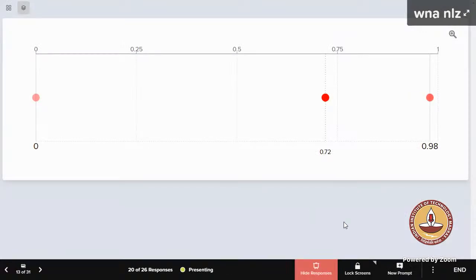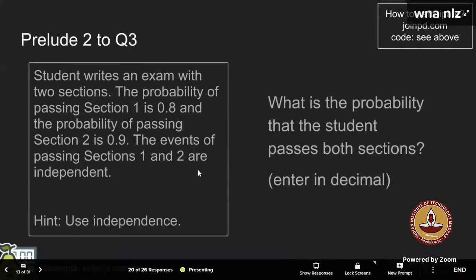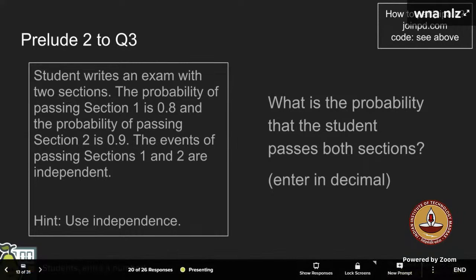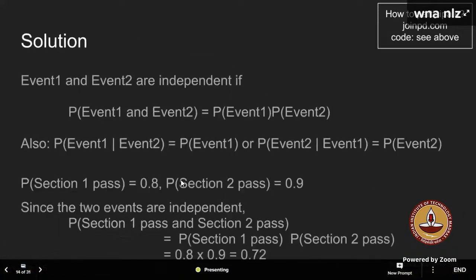Right. Okay, so see over here, as I said, now we are given the same question. The question is still the same, but the hint has been changed: we are using independent. So you can say that passing in section 1 is an independent event of passing in section 2. I'll tell you the solution, maybe that would make it clearer.